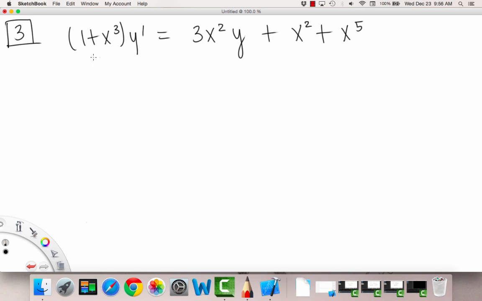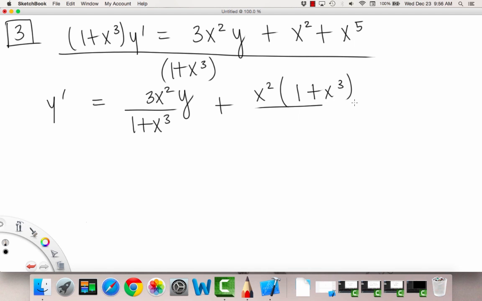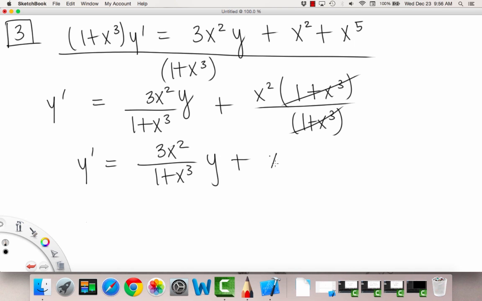So the first thing I want to do is divide the whole equation by 1 plus x to the third in order to get this away from the y prime. So we end up with y prime is equal to 3x squared times y over 1 plus x to the third, plus x squared plus x to the fifth. We can factor out an x squared, so we get 1 plus x to the third. When we divide that, we get 1 plus x to the third, so those cancel out nicely. So we can rewrite our equation as y prime is equal to 3x squared over 1 plus x to the third times y plus x squared.